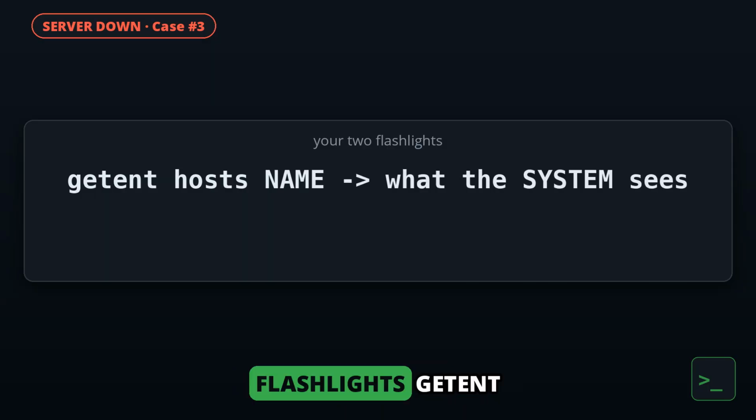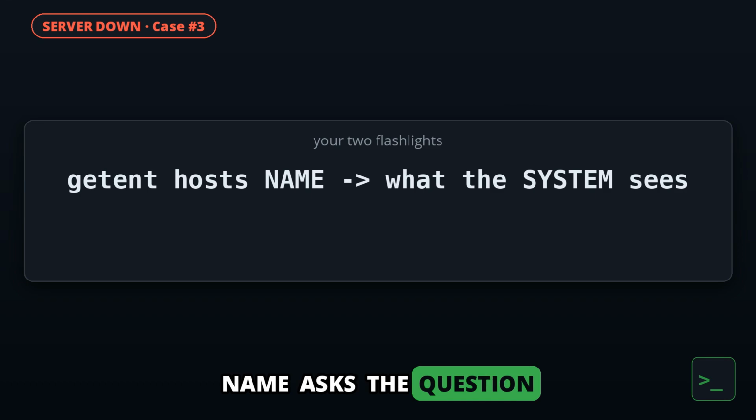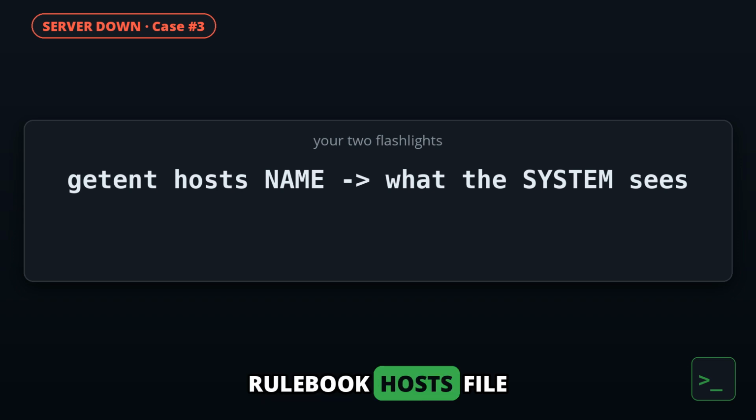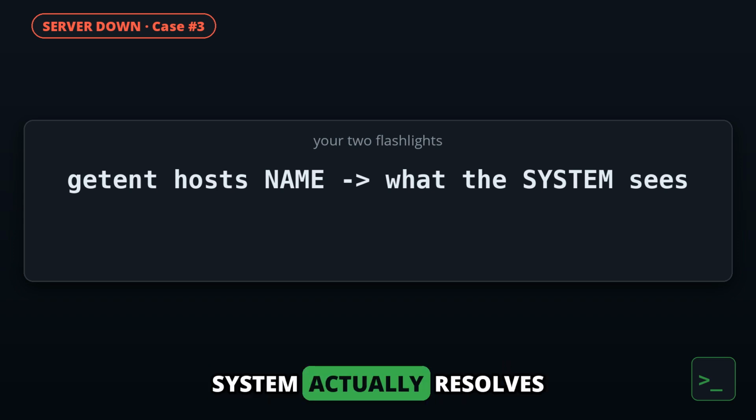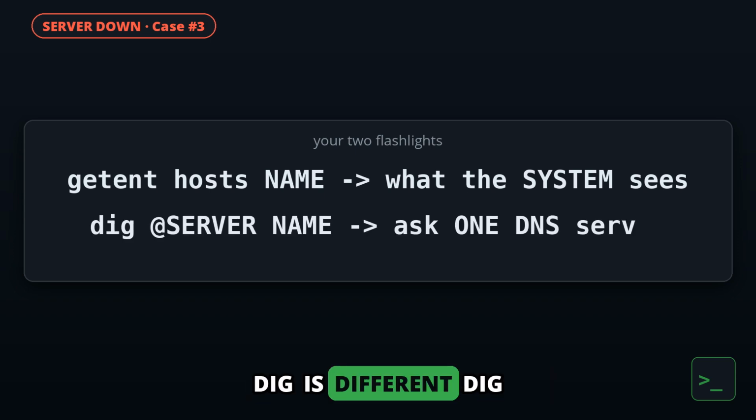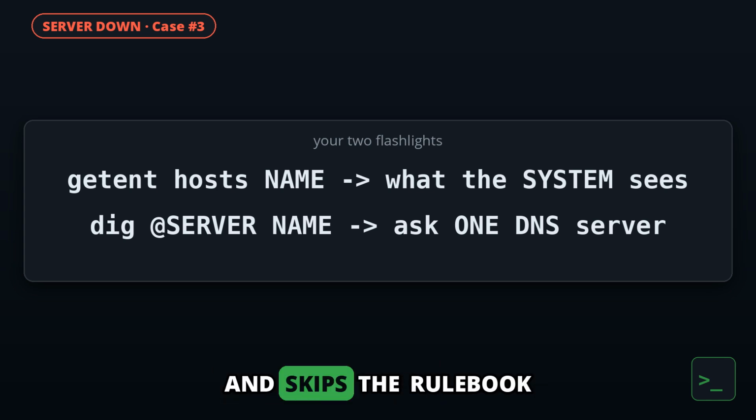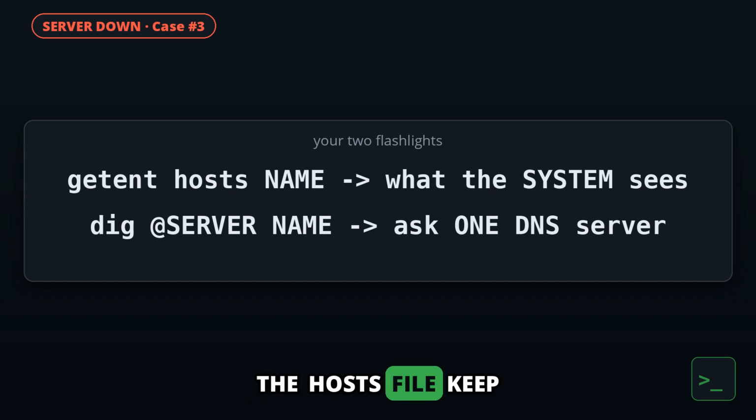Before we hunt, two flashlights. Getent, then hosts, then a name, asks the question exactly the way your app does, through the rulebook. Hosts file first, then DNS. It shows what the system actually resolves. Dig is different. Dig talks straight to a name server you choose and skips the rulebook entirely. So Dig never even looks at the hosts file. Keep that gap in mind. The difference between these two tools is what cracks this whole case open.